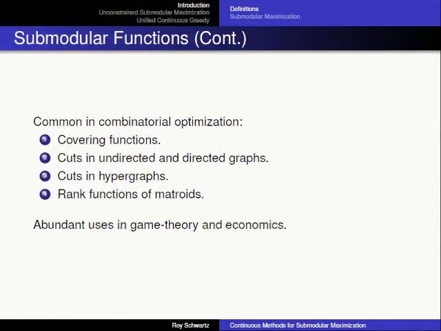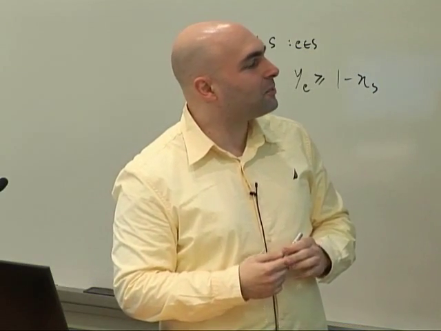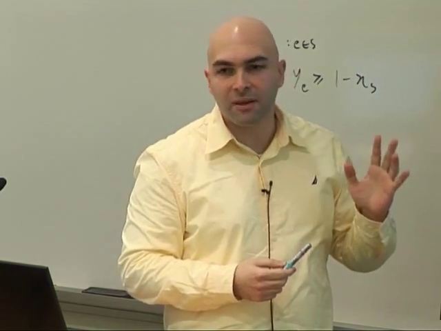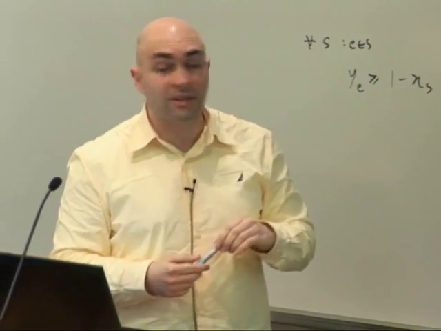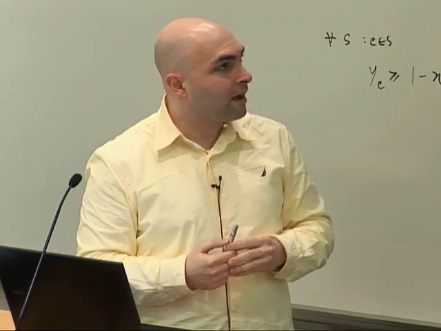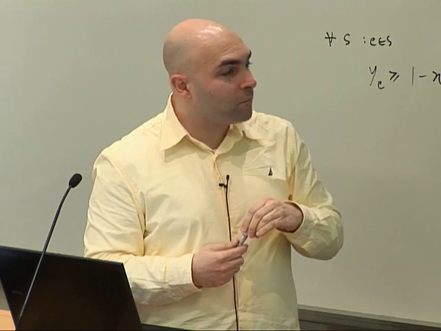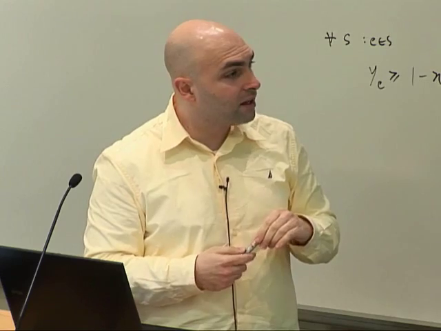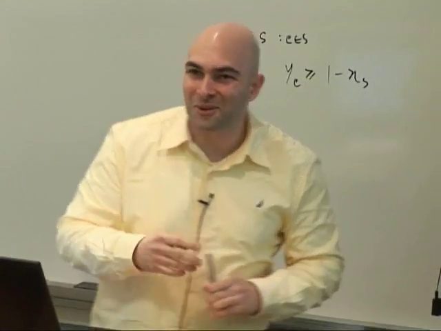So these are just two examples. So where else can you find submodular functions? As we said, we have covering functions, cuts in undirected graphs. This also works for directed graphs, hypergraphs. Also, the rank functions of matroids are submodular functions. And these are quite classical examples in combinatorial optimization. Also, you can find submodular functions in economics or game theory, usually as utility functions. I might mention a few examples in this talk, depending on how the time goes by. This is where you can find submodular functions.